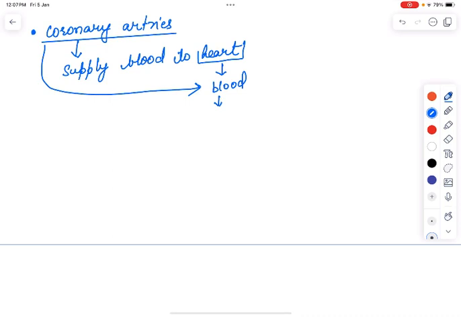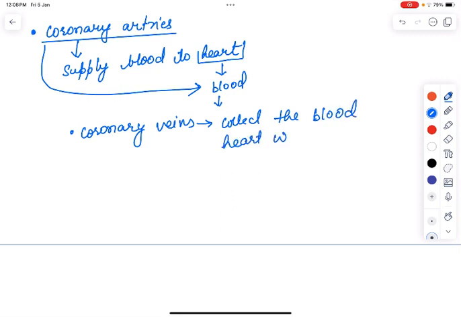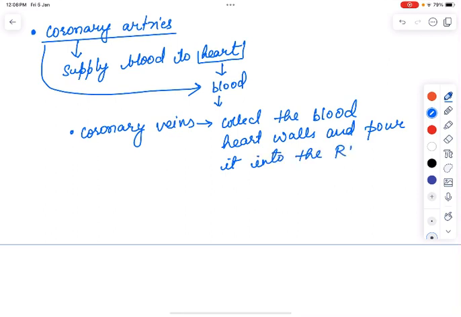ये coronary artery क्या करेगा, इसकी जो veins है, coronary veins जो हैं, coronary veins will collect the blood from heart wall and pour it into the right auricle.